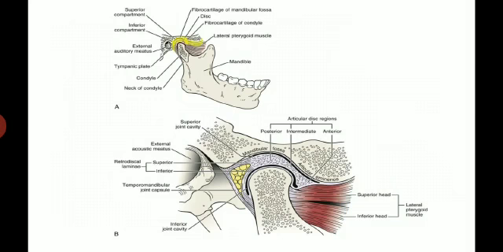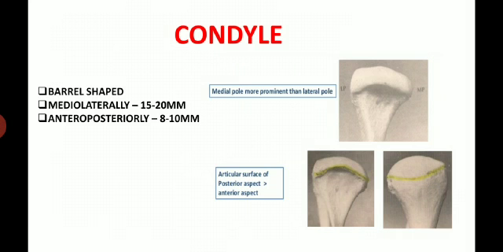Now the condyles. The mandibular condyles are the posterior portion of the ramus of the mandible that extends upward. Mediolaterally, it is 15 to 20 mm and anteroposteriorly it is 8 to 10 mm. Now, orientation is 10 to 30 degrees with the frontal plane. The medial pole is more prominent than the lateral pole and the articular surface of the posterior aspect is more as compared to the anterior aspect.